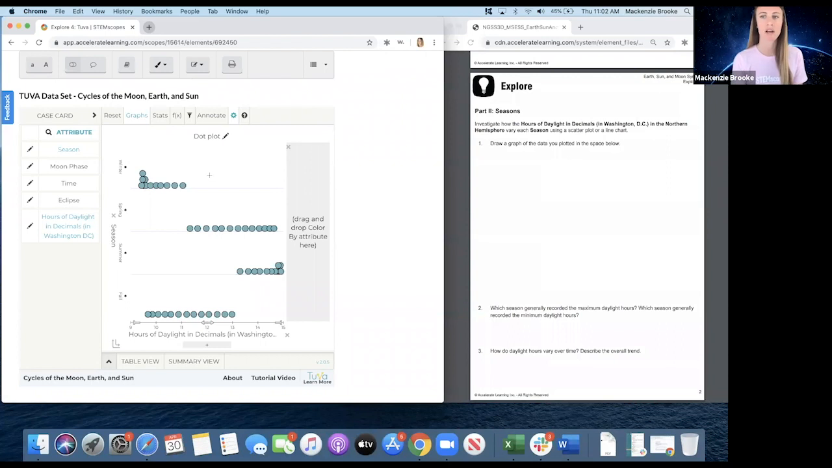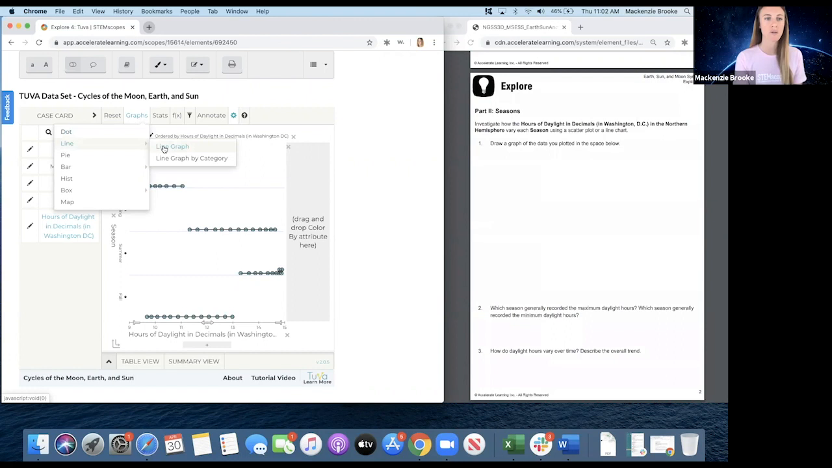And actually, you can look at a scatter plot or a line chart. So I go to my graph section here, and I can look at a line graph, or I can also look at a scatter plot, which is what we had before. So the last question: how do daylight hours vary over time? I want you to think about how this trend can be described.